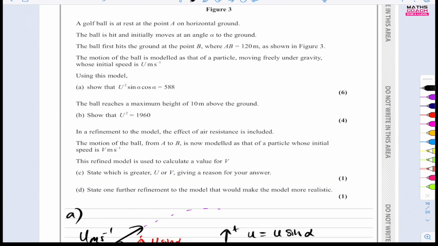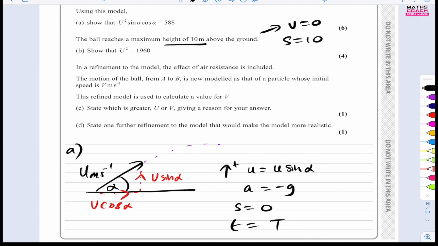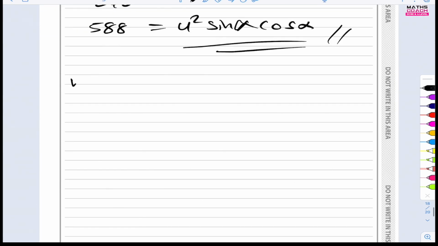Right, I'm going to quickly do the next part. The ball reaches a maximum height of 10 meters above the ground. Show that u squared is equal to 1,960. So basically, what happens when something reaches the maximum height? v has to equal 0, and the maximum height is obviously 10 meters, so s is equal to 10. We got that sort of data from there. So let's go ahead and do that. The maximum height is when v equals 0, s equals 10. What we're trying to find?